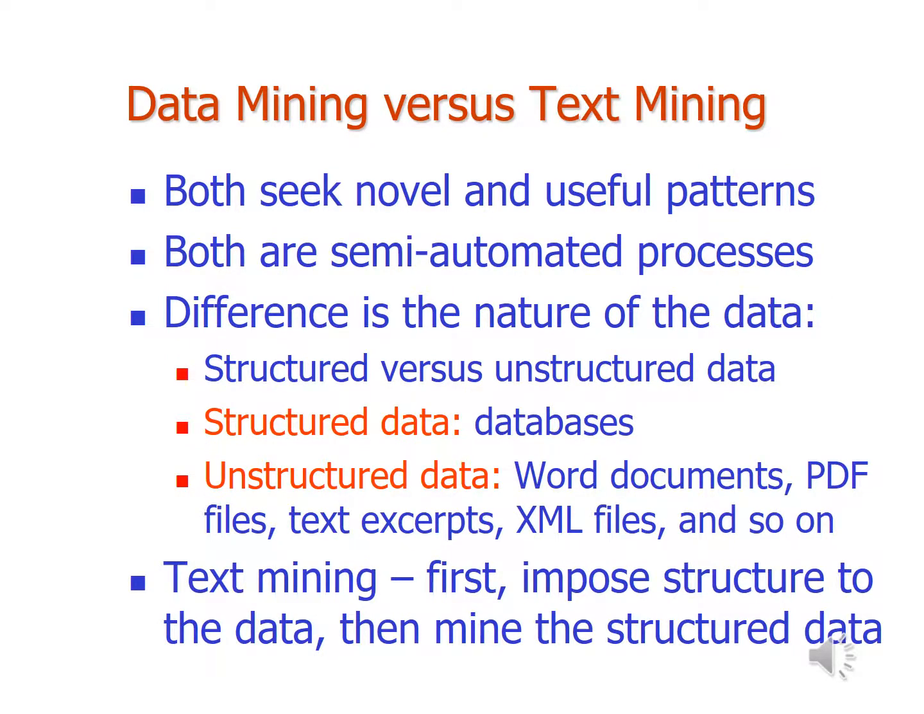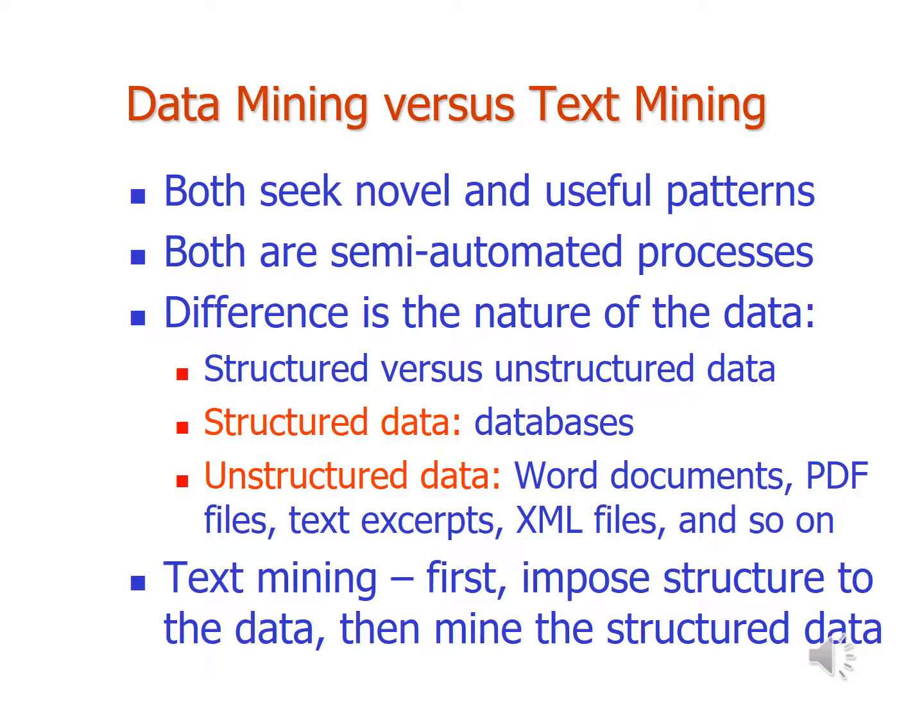It's good to look at data mining versus text mining. Data mining is a little bit of what we did last week when we were looking at clustering. We had nice structured data sets. Data mining and text mining are both really trying to extract information out of large collections of information, or big data. Both are seeking novel and useful patterns that we can use. We try to make sure that both are semi-automated processes. Certainly we don't want people to manually be looking through documents. It would be at some point impossible for them to find anything useful. So we need semi-automated processes to look through unstructured data in order to find what we're looking for. The difference is the nature of the data.